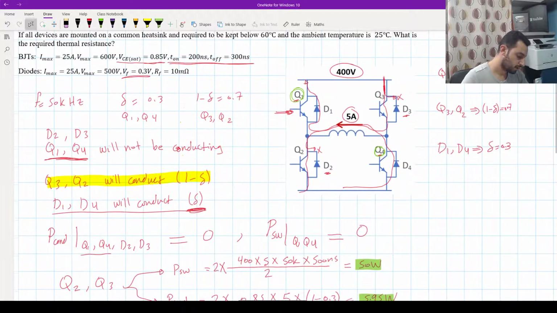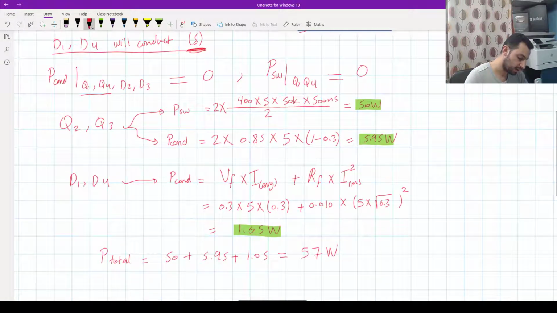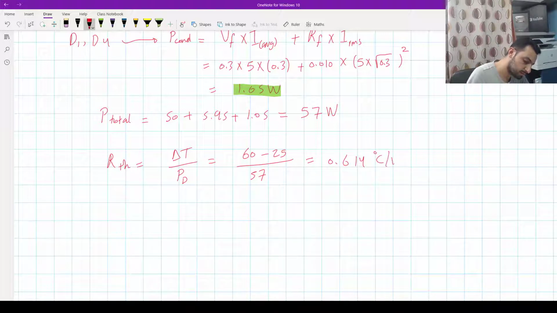Okay, let's go now to see what is the remaining of the question. If now all devices are mounted on a common heat sink and required to be kept below 60 degrees and the ambient is 25, what is the thermal resistance? Again and always, R thermal equals the difference in temperature divided by power dissipation, and we have 60 minus 25 divided by power dissipation, which is 57, and that will equal 0.614 Celsius for each watt.